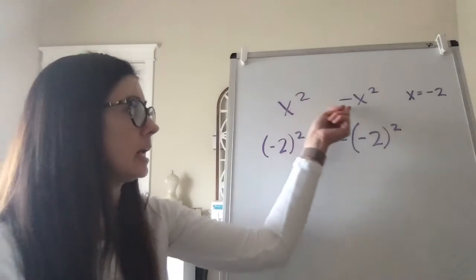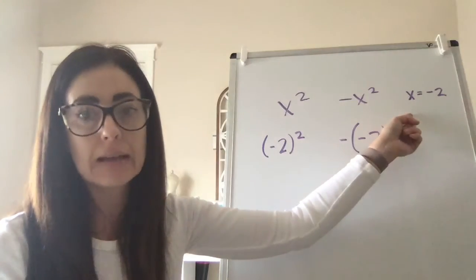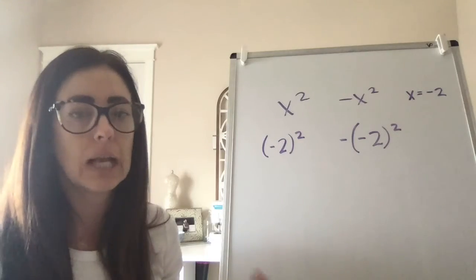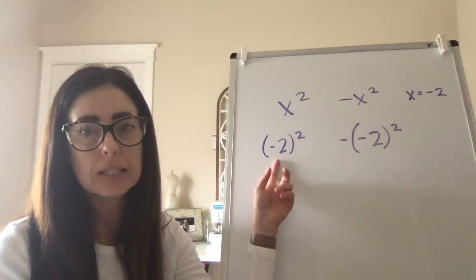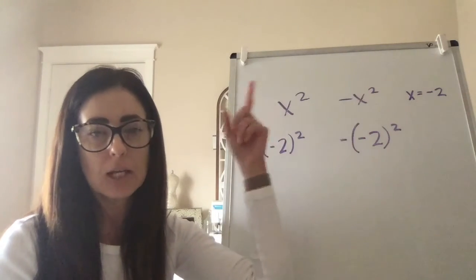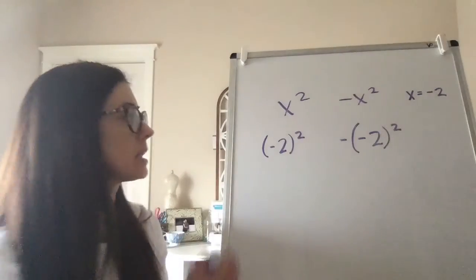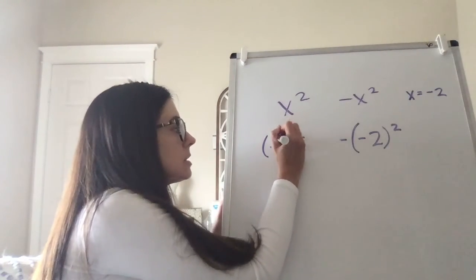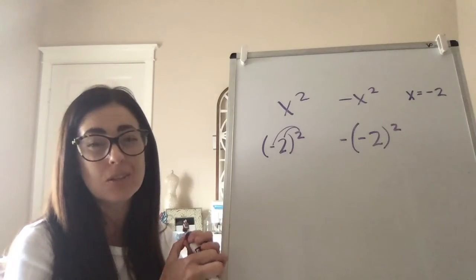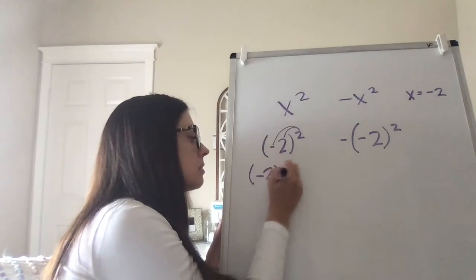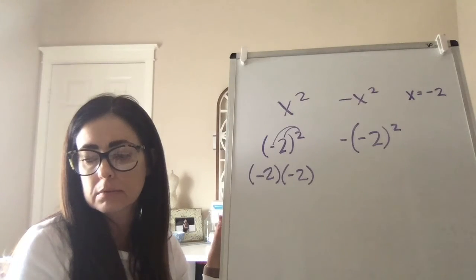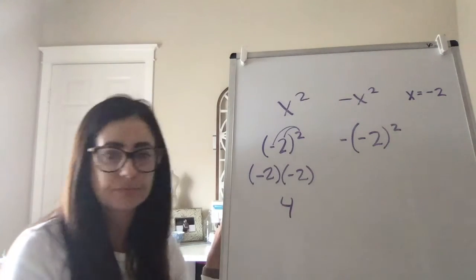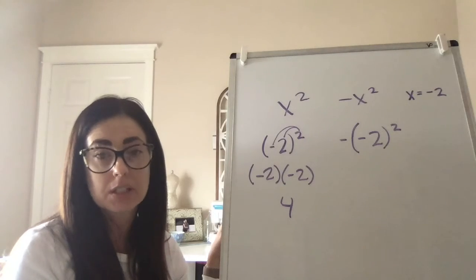We have x squared and negative x squared, and then they tell us that x is equal to negative 2. So in algebraic terms, that means that we put the negative 2 in parentheses, okay? Because the term is actually negative 2. So we put that in parentheses, and then that means that the square applies to both. Or another way that you can think of it is negative 2 times negative 2, right? And a negative times a negative is a what? Positive. So the answer for this would be 4. All right?